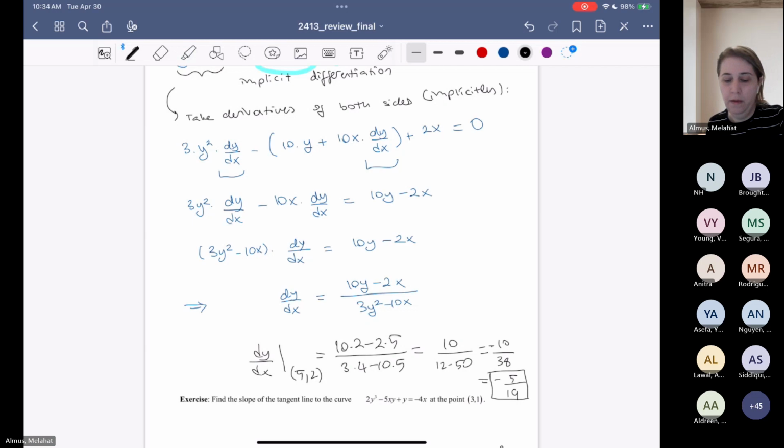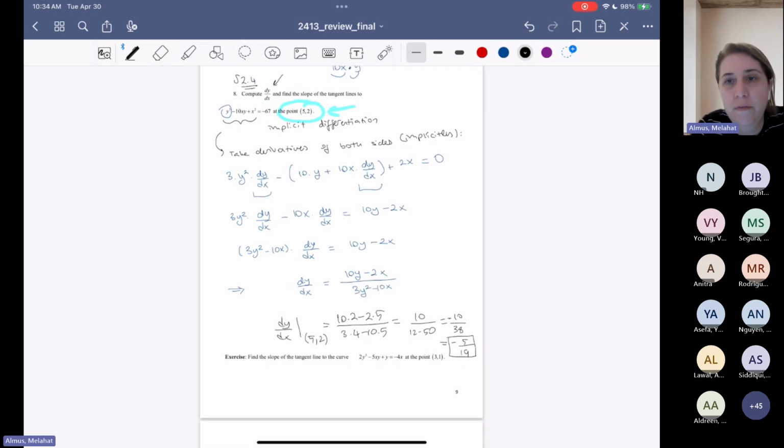That's it. Question says find the slope of the tangent line. You plug in the given point, x coordinate for x, y coordinate for y. And I gave you an exercise that's similar here so that you practice. So this is a multiple choice question. Make sure you practice.